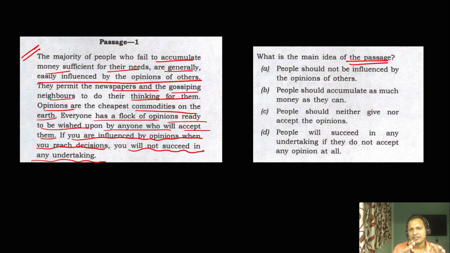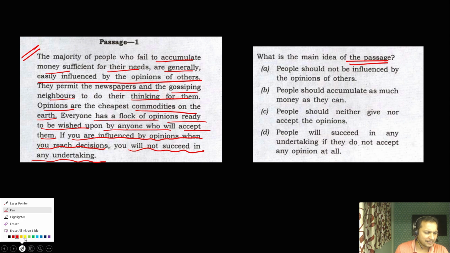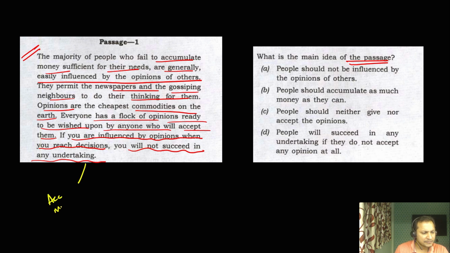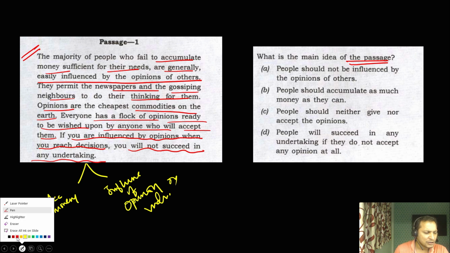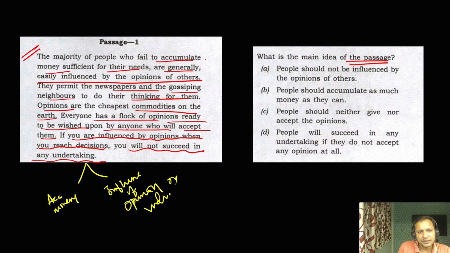So let me ask everyone who is watching this video, is the passage about accumulating money, or is the passage about influence of opinion on individuals? So guys, if you carefully read the passage, you will see that the first part, which talks about accumulating money, is just an example to show you that if you are carried away only by opinions of others, then you will fail to accumulate money.